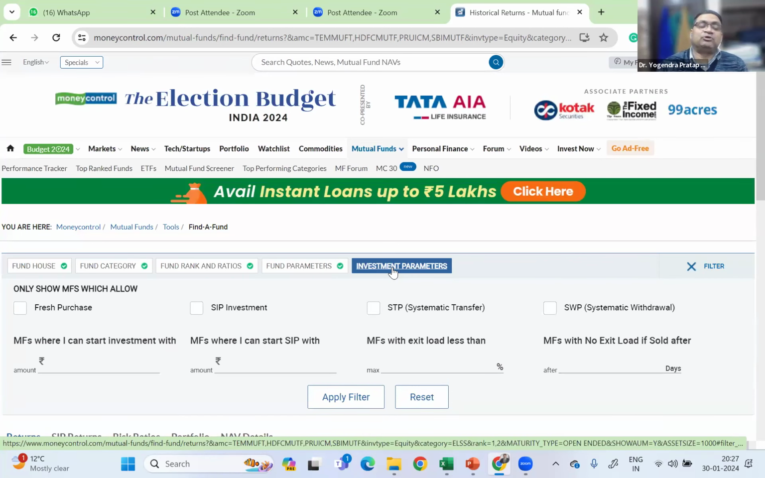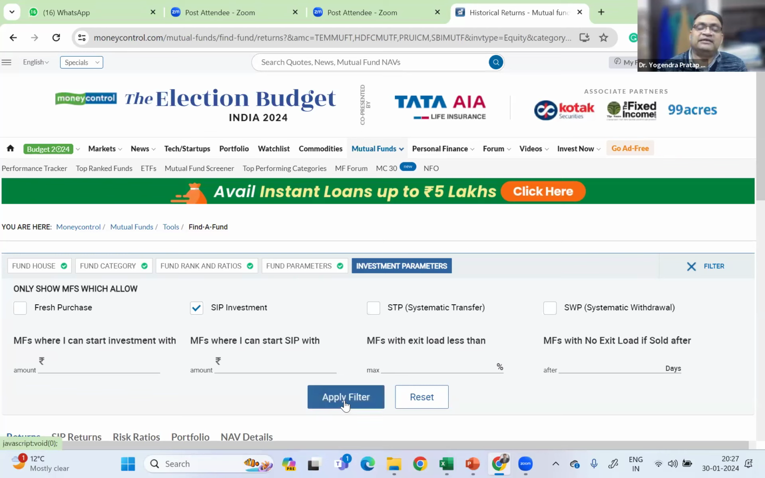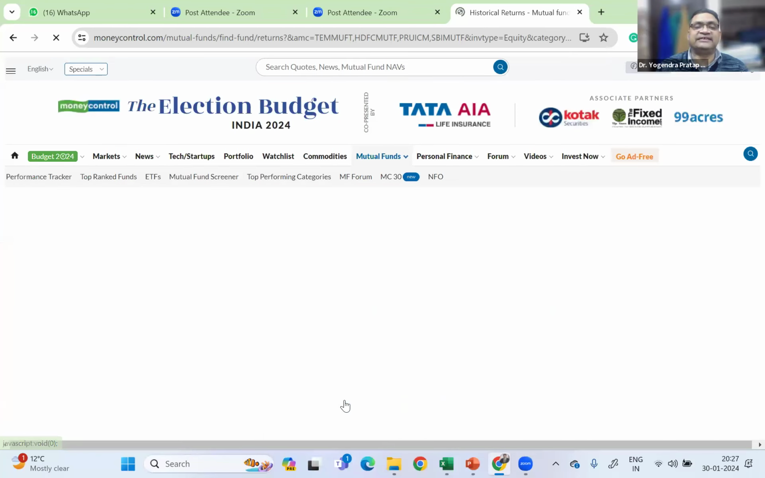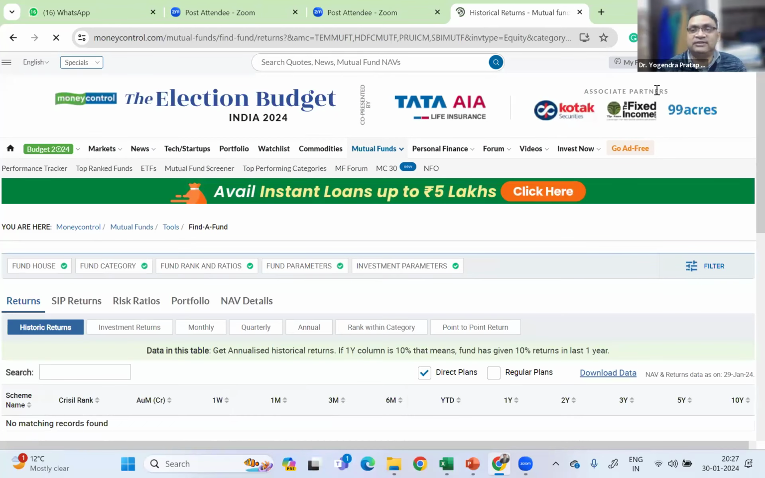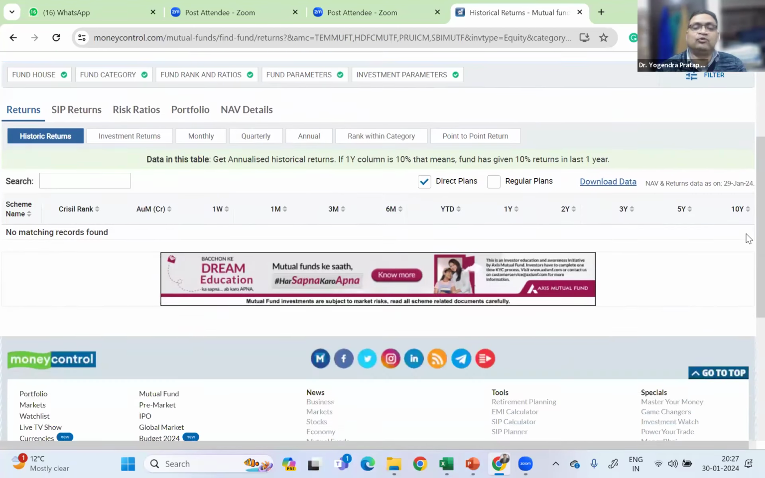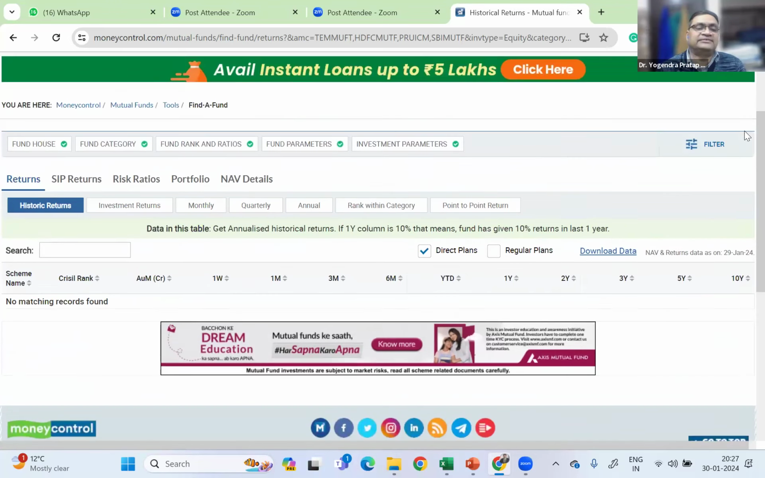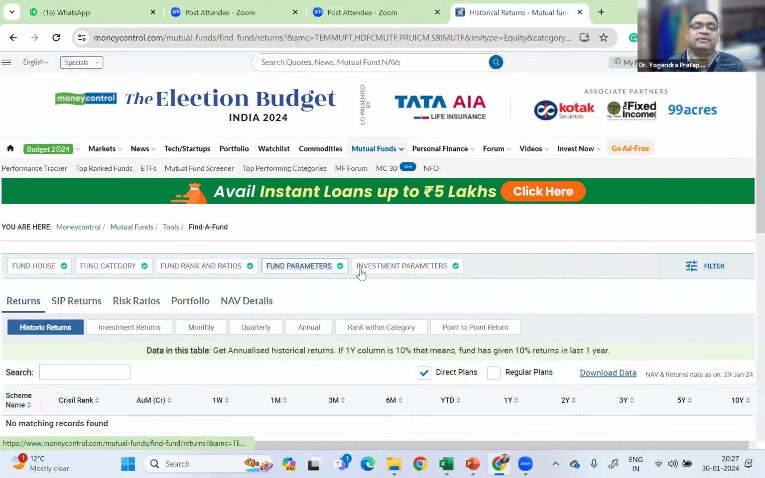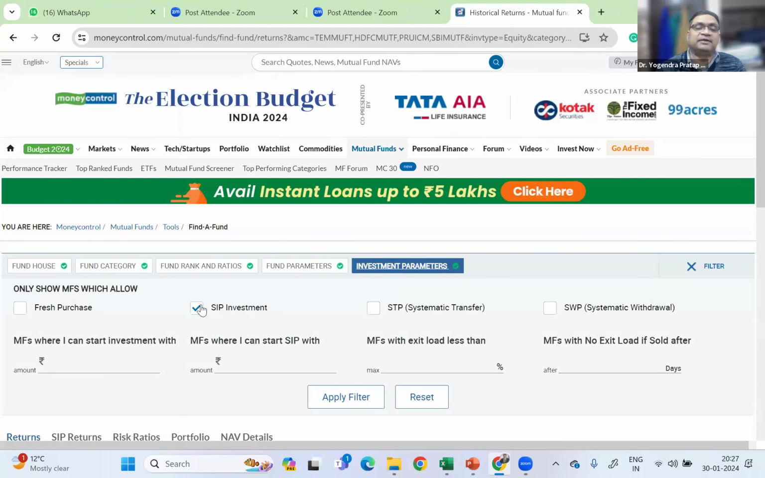Now, as I told you, you want to go for the fresh purchase or SIP or STP or systematic withdrawal plan, which I have just explained to you. And investment parameters, suppose you are taking for the SIP. So just do it and then apply the filter. Once you have done all these settings, you will get a list of no matching is found. Means you have to explore it a little bit.